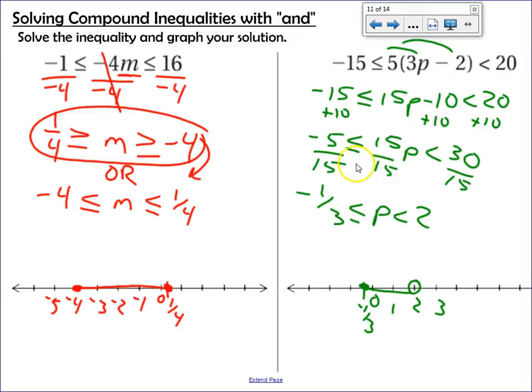Notice, why didn't I flip the inequalities? Because I'm dividing by a positive number. So I have negative 1/3 is less than or equal to p, which is less than 2. So I see that this is the dividing point at 2. It's not also equal. Then I want to make sure I have the dot at negative 1/3 because it also includes that point. Okay?